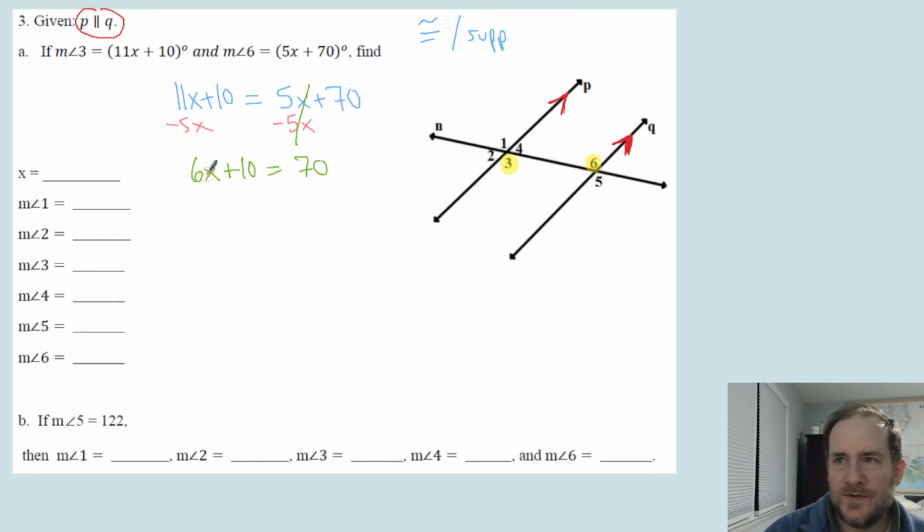So now, to start to get x alone, you'd want to get rid of the 10 first. And since it's plus 10, you'll subtract 10. And that'll make these cancel. So you now have 6x equals 60, and then dividing by 6 gives you 10.